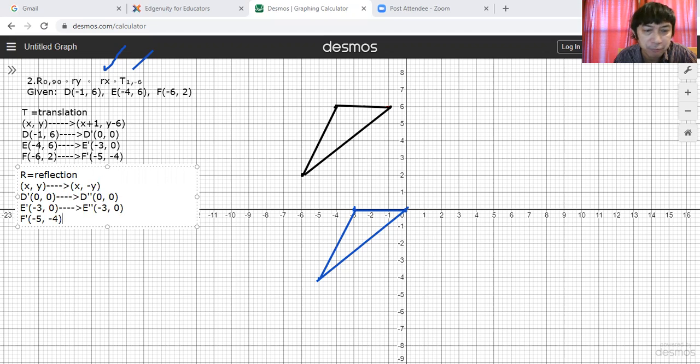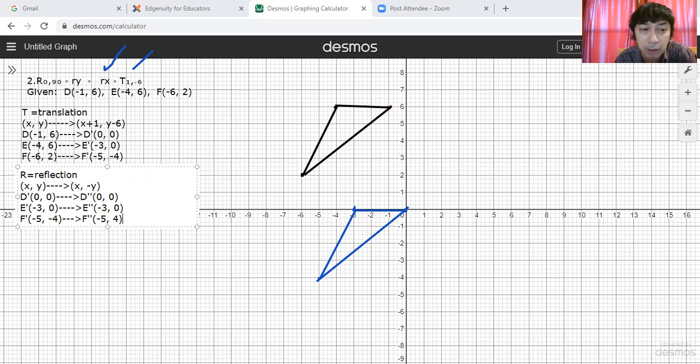Next, we have f prime. This is now f double prime. The rule is the x will not change, so this will remain negative 5. And we have that negative 4, that will be affected. Negative 4 will become positive 4. Okay, so we're done with our reflection transformation.